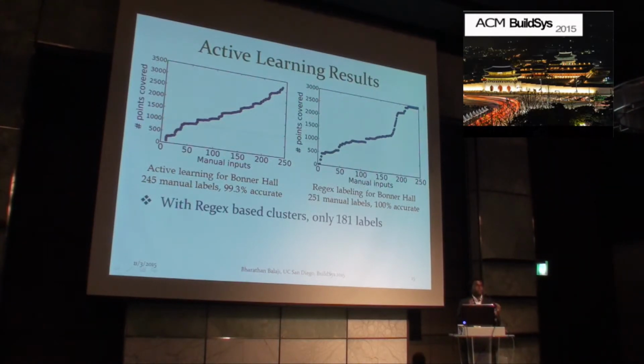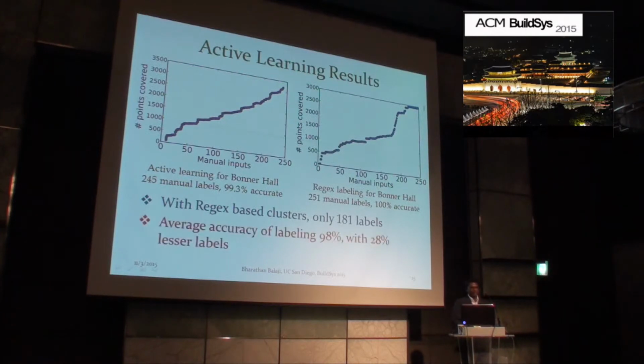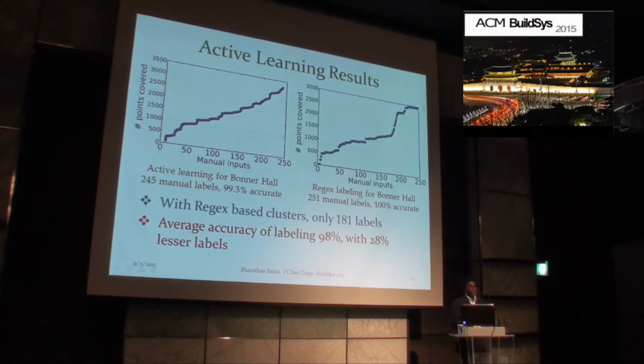Now, if we use those regular expression-based clusters and the information incorporated in regular expressions, we can further reduce the number of labels to 181. This tells us that the learning done by hierarchical clustering is very different from the learning done by regular expressions, and this can reduce the number of manual examples we ask for. Across all buildings, our average accuracy is 98%, and we are able to reduce the number of examples needed by 28%.